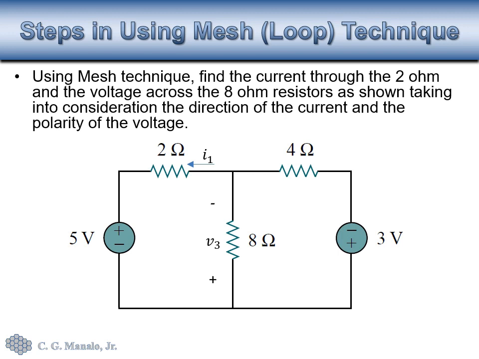Let me show how the mesh technique works in circuit analysis by doing an example. This example is the same example that we did in our previous videos. Here we have a two-loop network containing two independent voltage sources, and we're asked to determine the current I sub 1 and the voltage V sub 3, where the direction of I sub 1 and the polarity of voltage V sub 3 are specified.